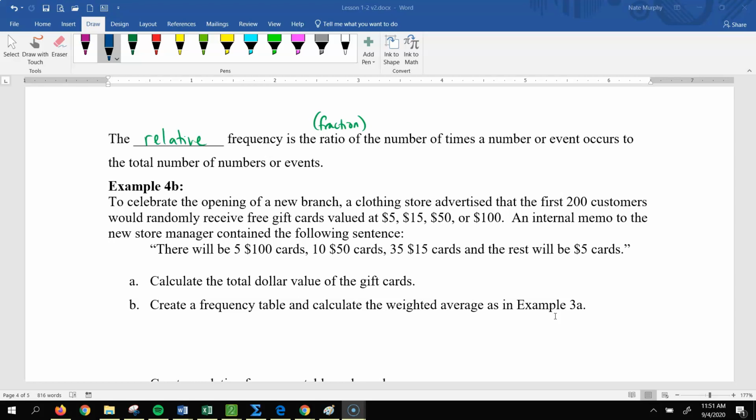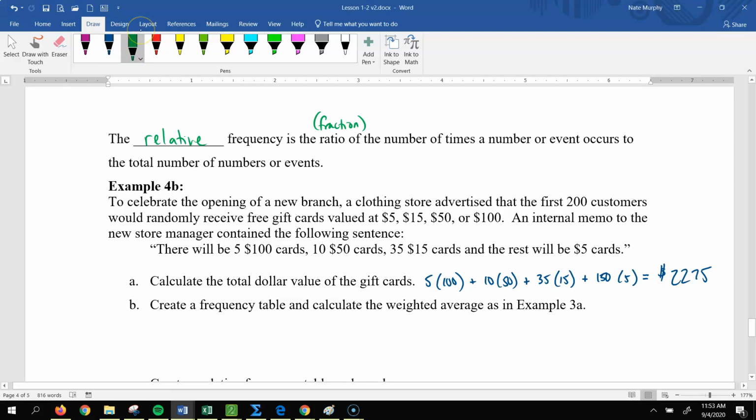So I want you to calculate the total dollar value of gift cards on your own. So go ahead and take a second. Pause the video, pull out a calculator, and figure out the total dollar value of all the gift cards. All right, let's see how you did there. You should have gotten that the total value in the gift cards would be $2,275.